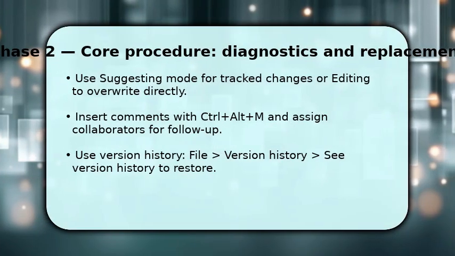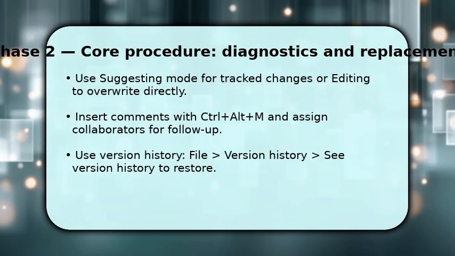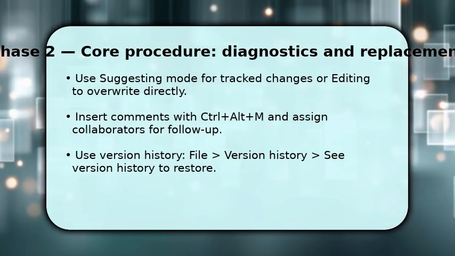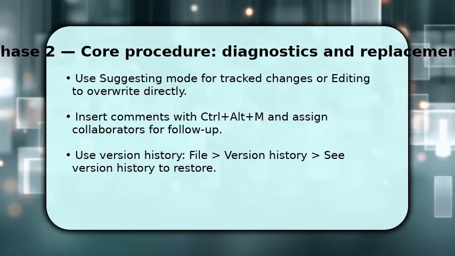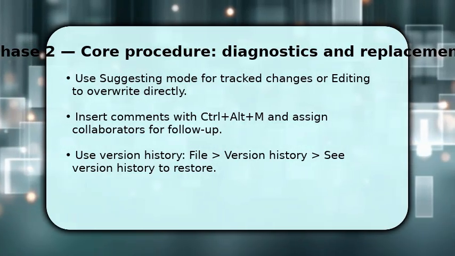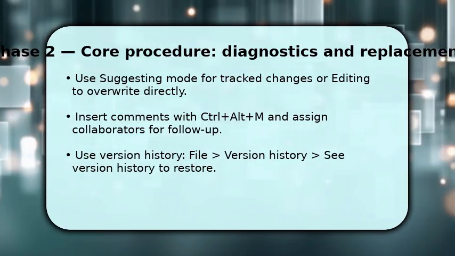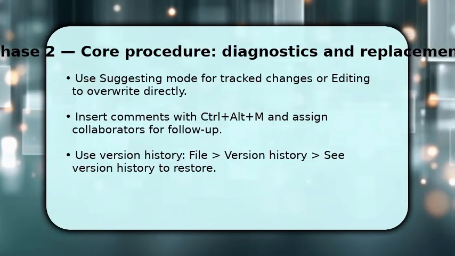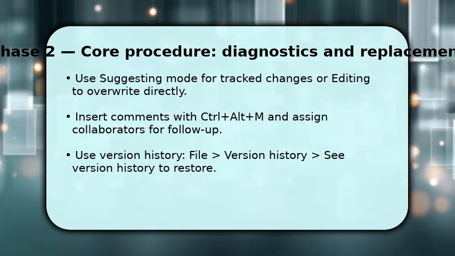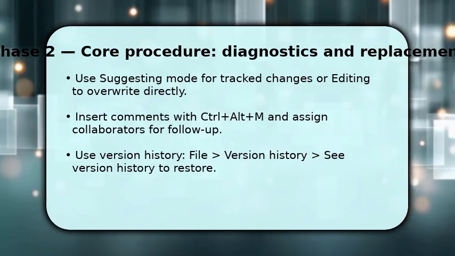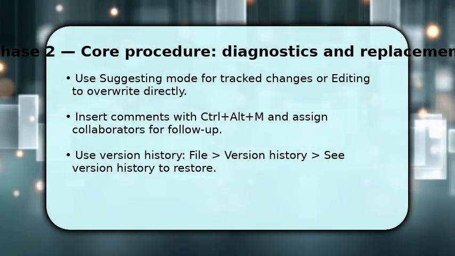You now focus on making changes with purpose. Toggle between editing and suggesting modes depending on whether you want tracked edits. Once you type or restructure content, highlight text and press Ctrl+Alt+M to leave a comment, and assign it to a collaborator if you need input. If you're reorganizing sections, use headings and the outline to move content faster.